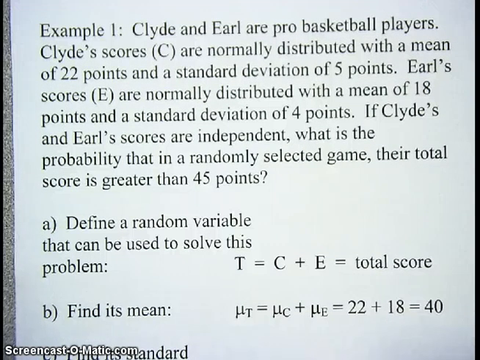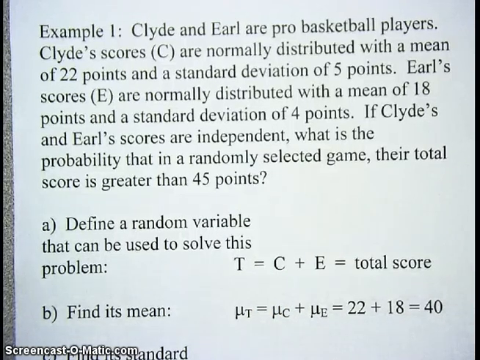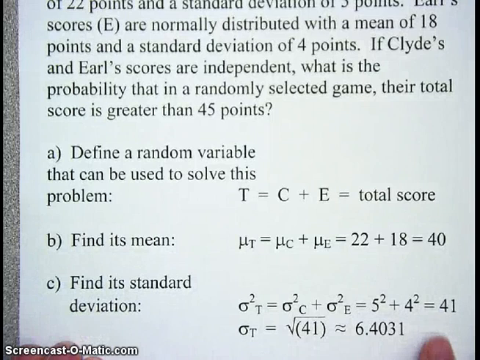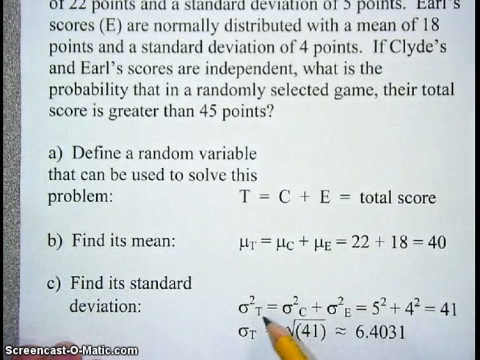You can find the mean of that variable by using the rules for means. The mean of T is equal to the mean of C plus the mean of E, which is 22 plus 18 equals 40. And you can find the standard deviation using the rules for variances. The variance of T is equal to the variance of C plus the variance of E, which is 5 squared plus 4 squared. 25 plus 16 is 41. And then the standard deviation of T is the square root of 41, which is about 6.4.